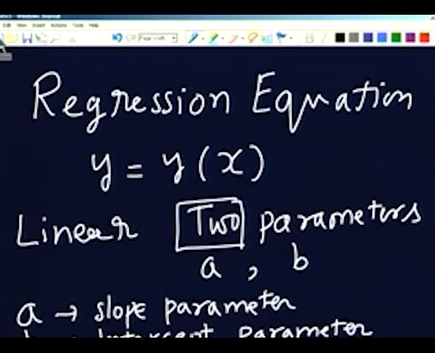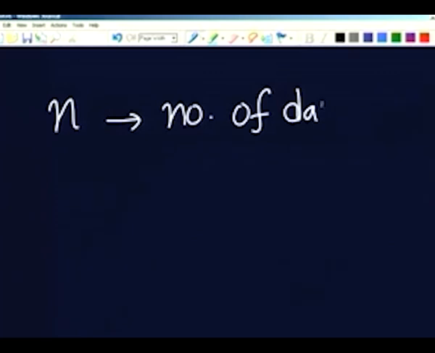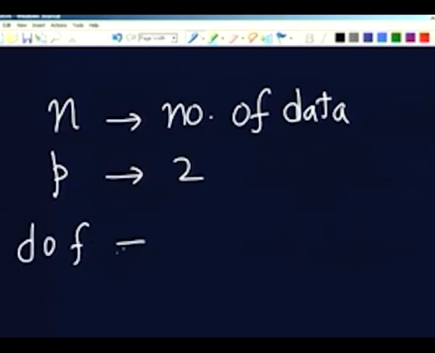And what does this mean in terms of the regression? Suppose the number of data is n, and the number of parameters is 2. So you see the degree of freedom is equal to n minus p, which is equal to n minus 2.